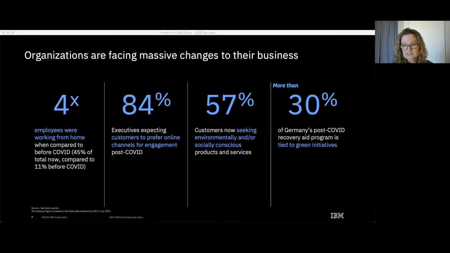In addition to this, 57% of customers are now seeking environmentally or socially conscious products and services. In fact, more than 30% of Germany's post-COVID recovery aid is tied to those green initiatives. So there's a much higher level of focus being put on how businesses are delivering goods and services. And that includes more scrutiny around responsible computing.